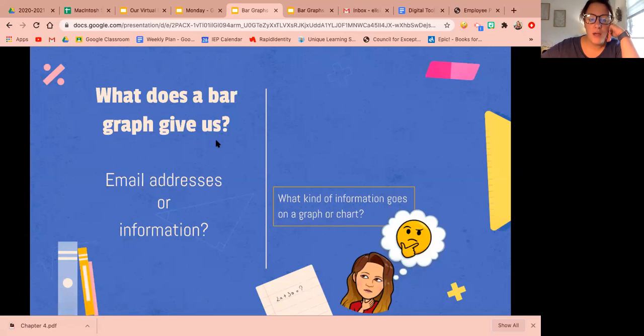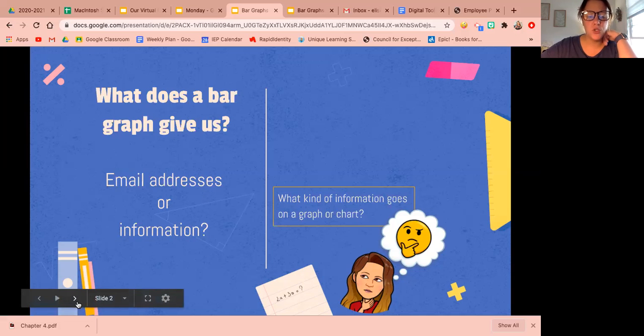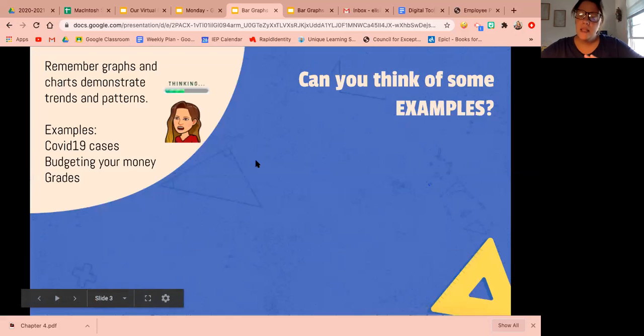So what does a bar graph give us? Does it give us email addresses or information? It gives us information. What kind of information? Well, let's brainstorm. So let's see if you can think of some examples. Graphs and charts, they give us information, but they also help demonstrate trends and patterns in information.